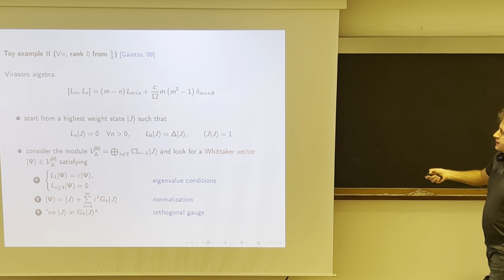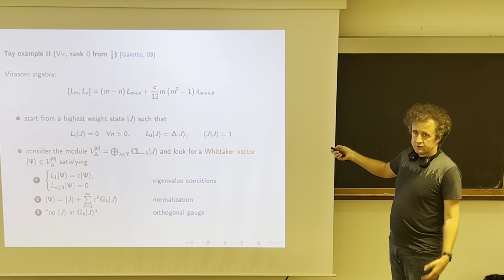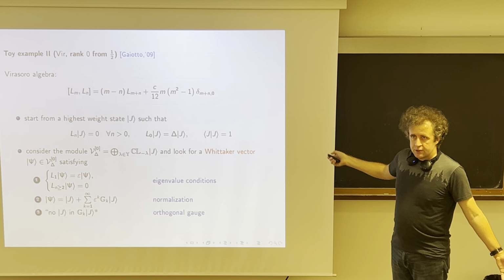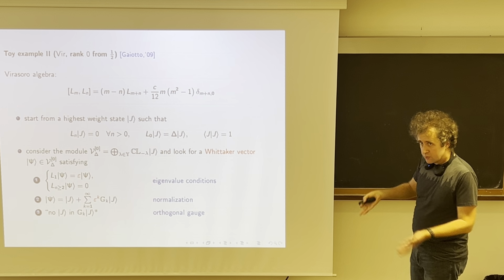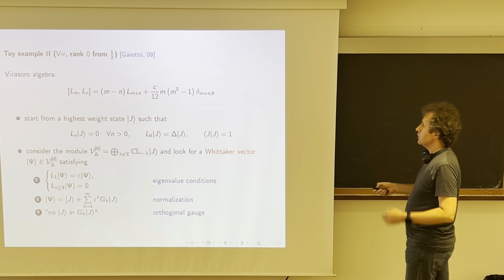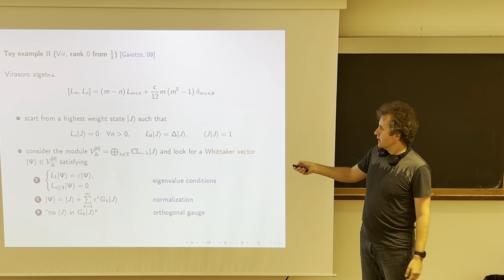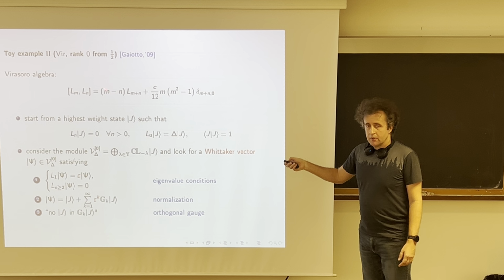Now let us complicate this example a little bit. This was the first paper of Gaiotto, which initiated this whole story about irregular conformal blocks. Basically, the only thing we change is that we replace the SL2 algebra by Virasoro.